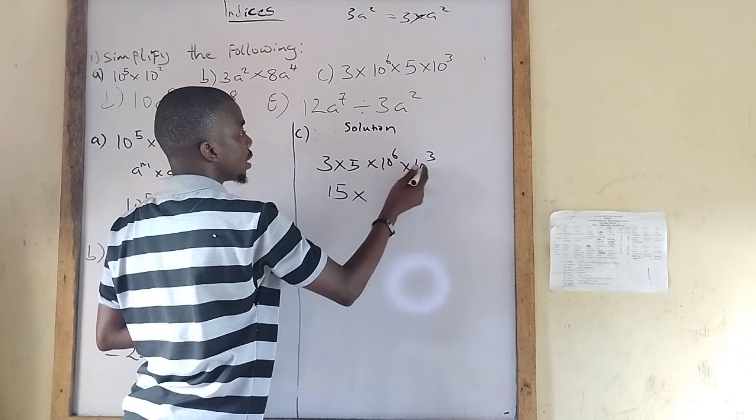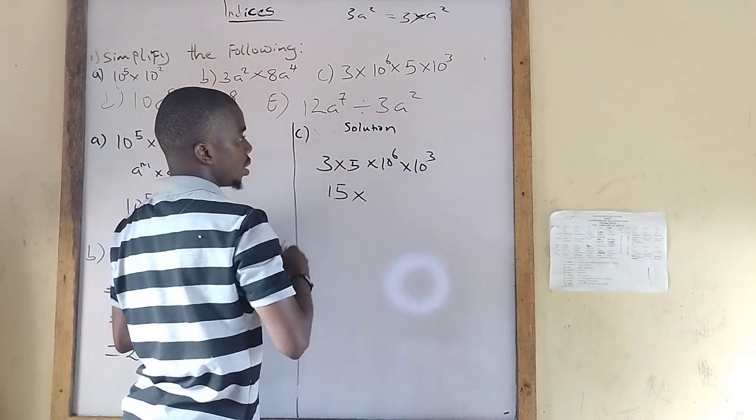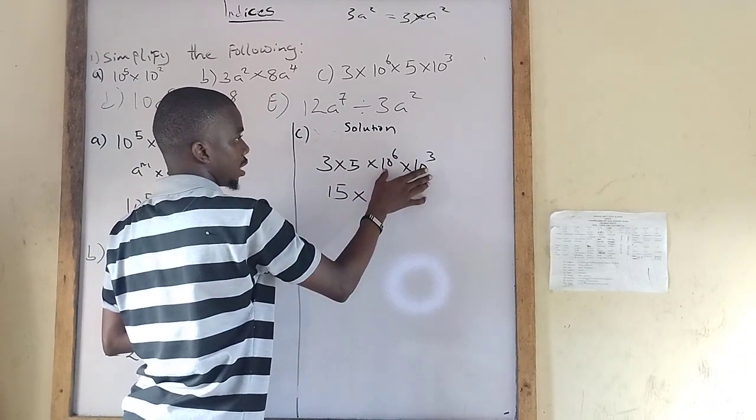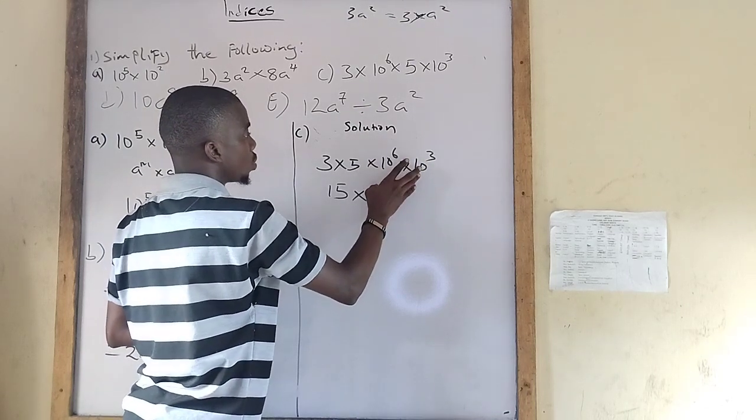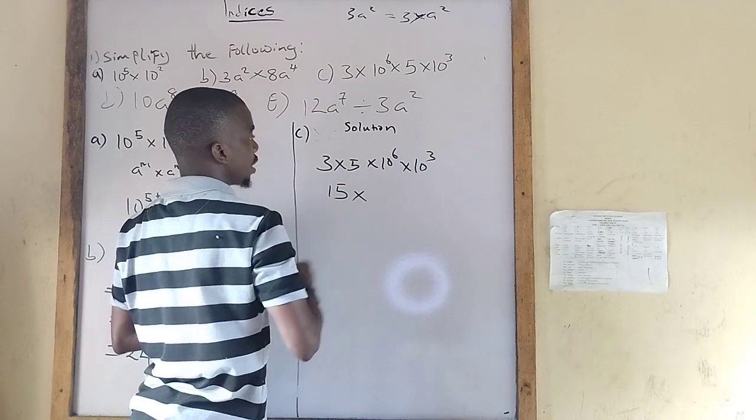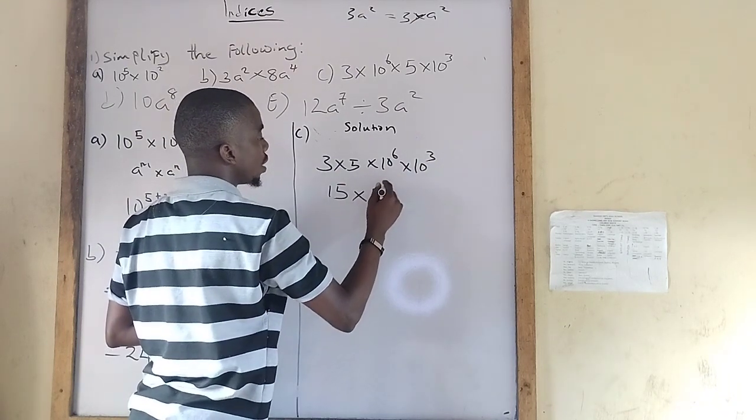Times, we take this to a single base and add their powers, because the bases are identical. All right, so we will take it to a single base and add their powers. So 6 plus 3 is 9. So we have 10 raised to the power of 9.